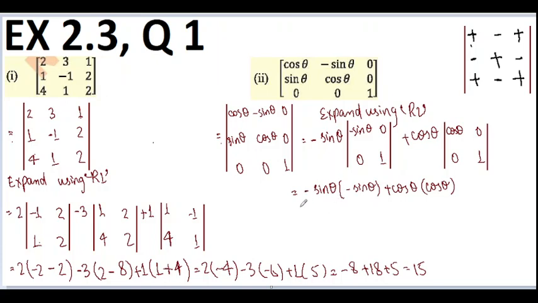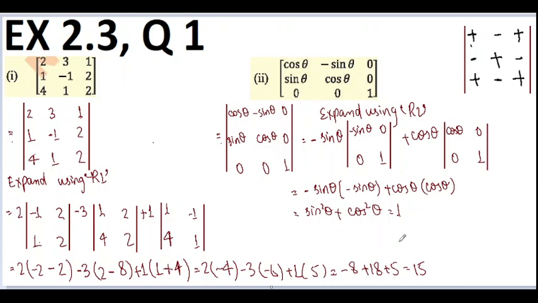Minus sine theta into minus sine theta gives us sine square theta plus cos square theta. Cos theta into cos theta gives us cos square theta, and sine square theta plus cos square theta equals 1. This is your trigonometric ratio, and you can also learn it as a formula. So we are done with your second part.